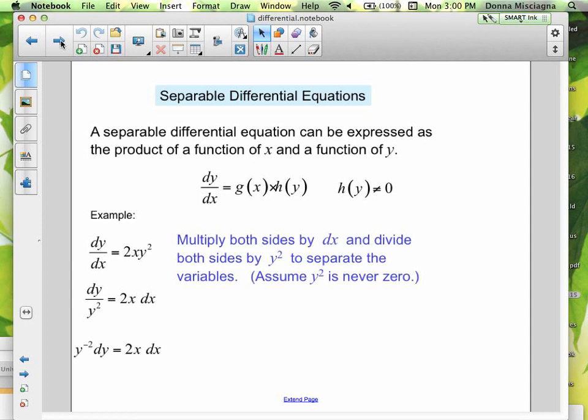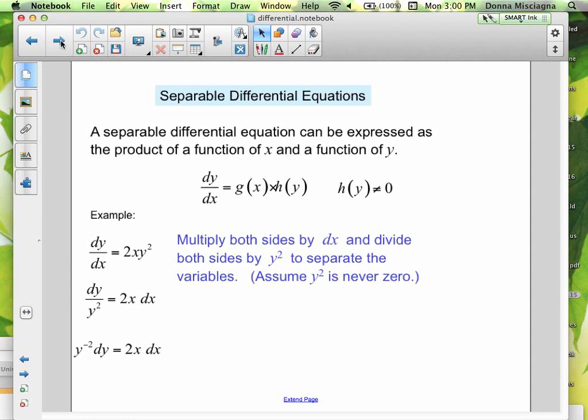We have dy/dx, which we know is the derivative. So the derivative is 2xy squared. What you're going to want to do is get the y's on one side with the dy and the x's on the other side with the dx. One operation you're allowed to do is multiplication and division, so you are allowed to multiply and divide to move terms. You're not allowed to add and subtract, but you can multiply and divide.